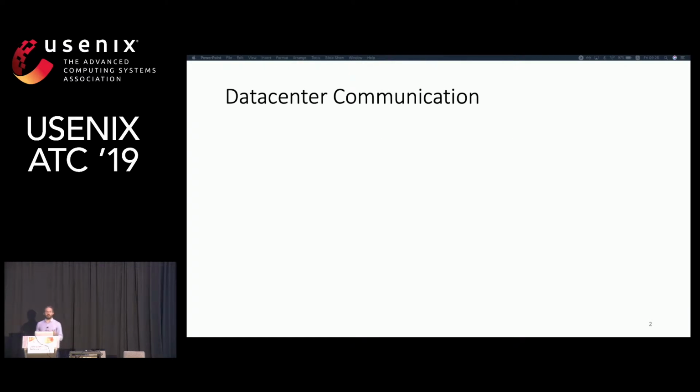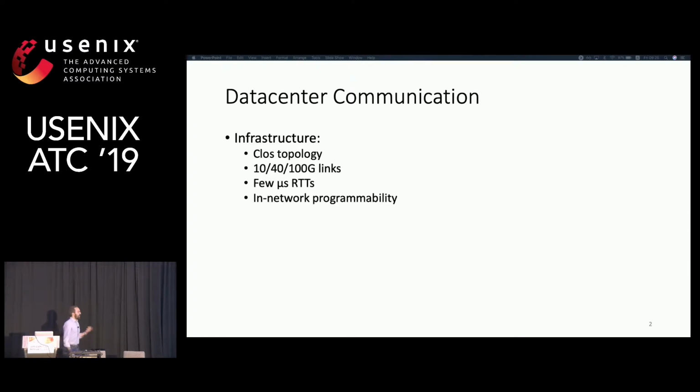If you take a look inside the modern data center, more or less you will see something like the following. The networking infrastructure is organized in a closed topology with links of 10, 40, or even 100 gigs, and typical round-trip times are just a handful of microseconds. Also, in-network programmability becomes more and more commonplace with programming languages such as P4, programmable switches, and routers.